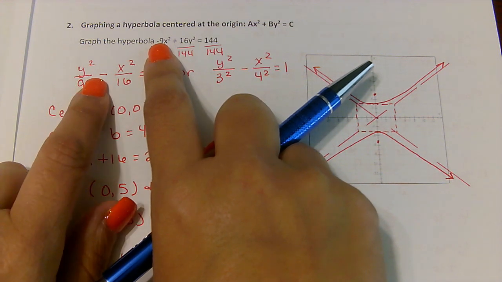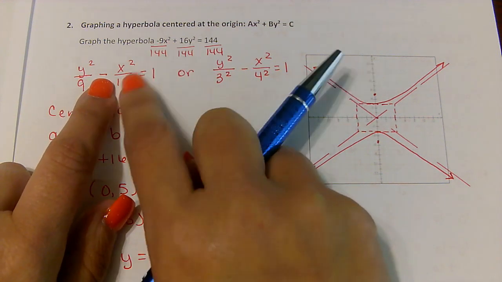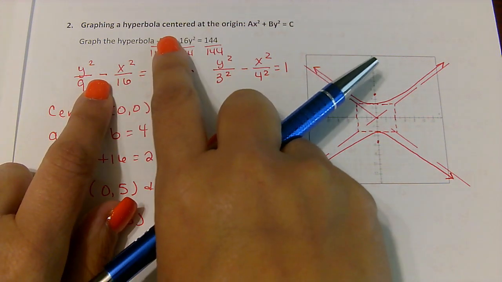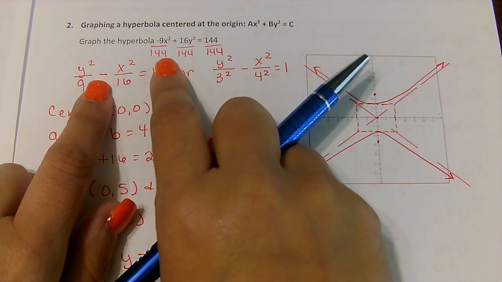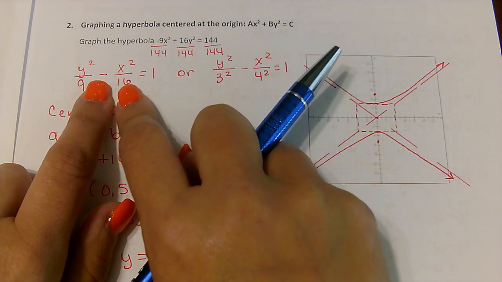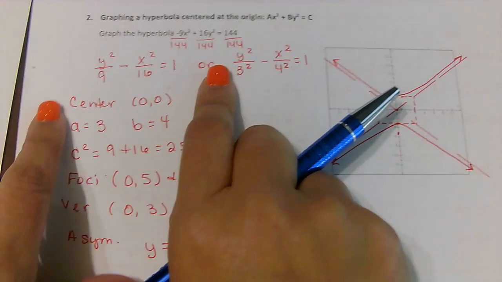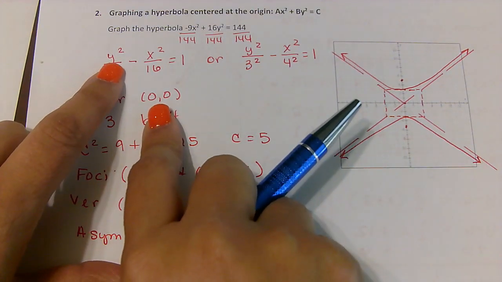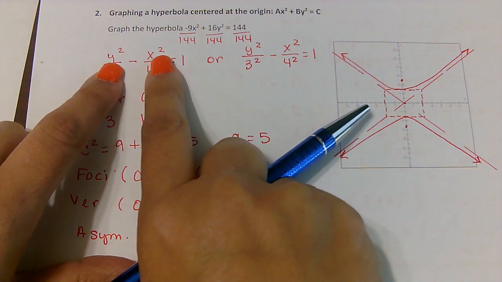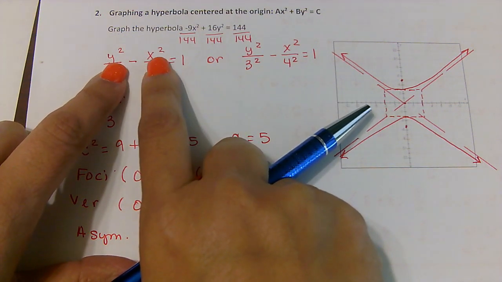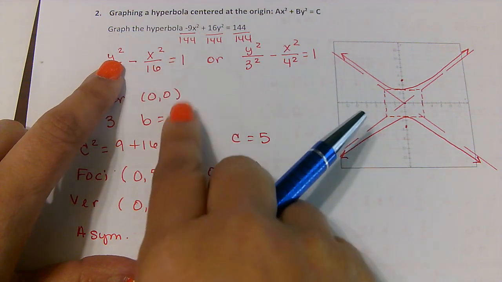Notice here I have the negative, so our x is going to be our second value. 9 divided by 144 can be simplified to 1 over 16. All of that is equal to 1. Okay. Our center again is at 0, 0, since there's no number associated to the x and to the y.